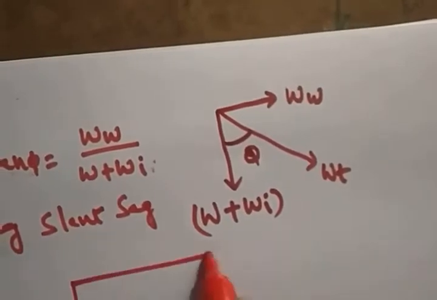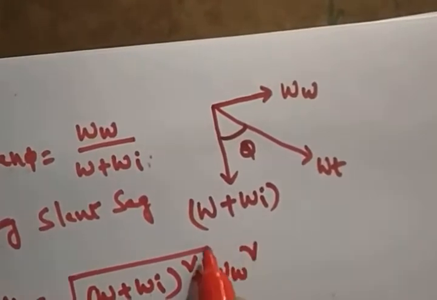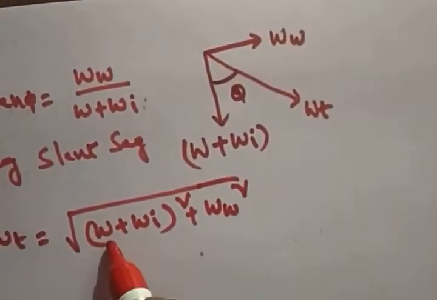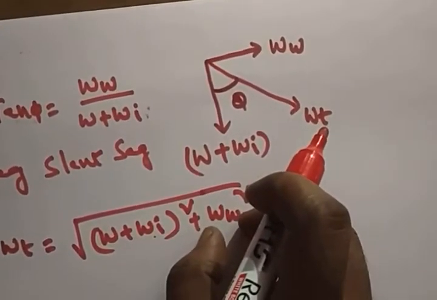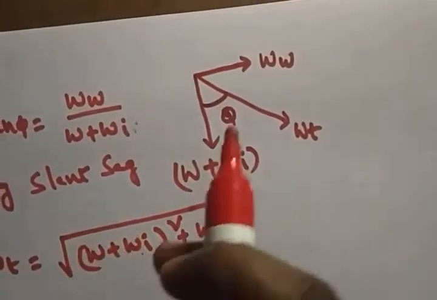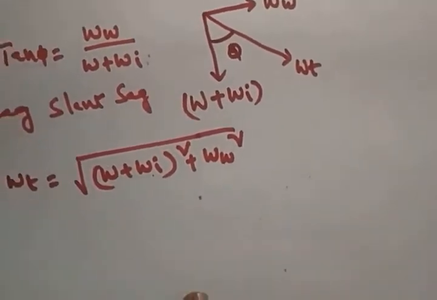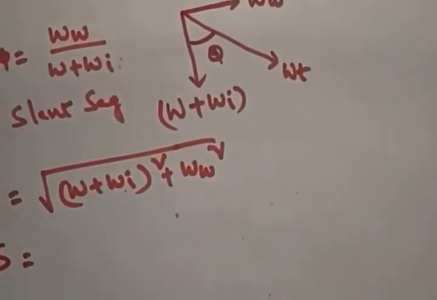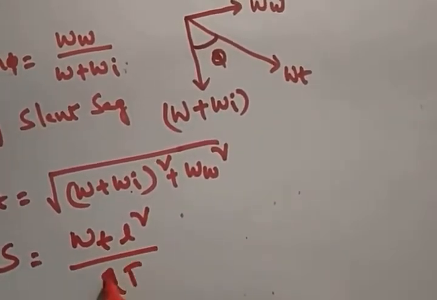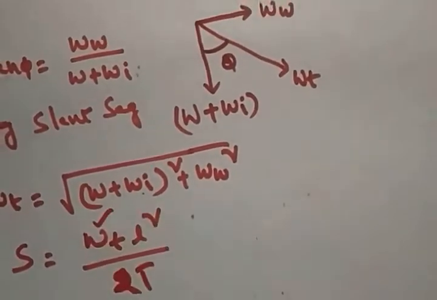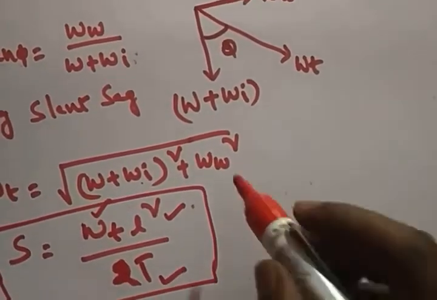So what is the net weight of the conductor? Wt is equal to the square root of (W plus Wi) whole square plus Ww whole square. So this is the weight of the conductor plus weight of the ice acting in the downward direction, and you have the wind force in the other direction. So that is the net weight of the conductor, Wt. Now how can you calculate the sag? You know the formula: sag S equals Wt L square by 2T, right? So calculate the Wt, you know the L value, you know the tension value, and calculate the sag. This sag we can call a slant sag.